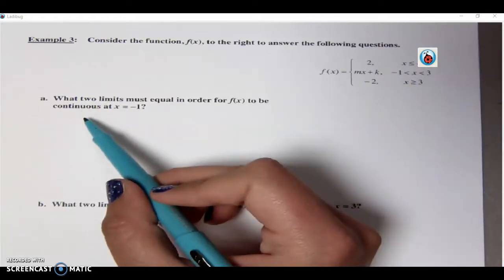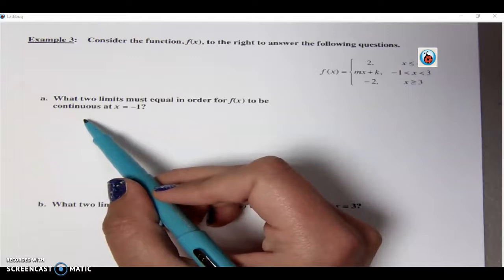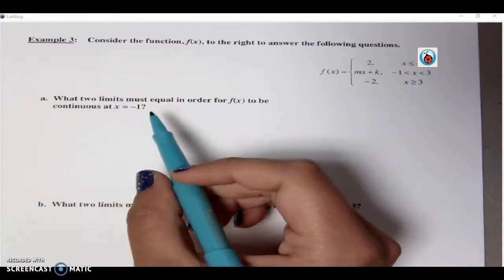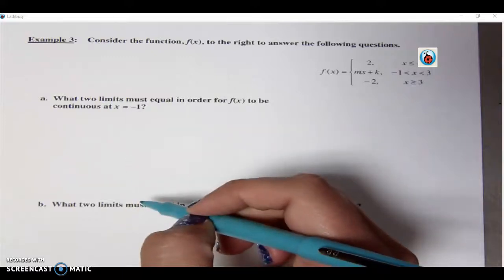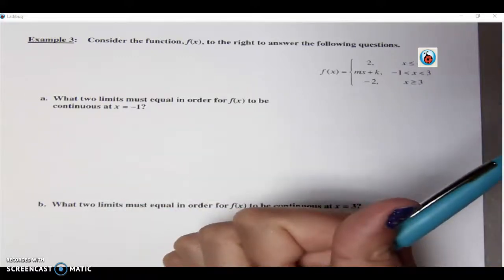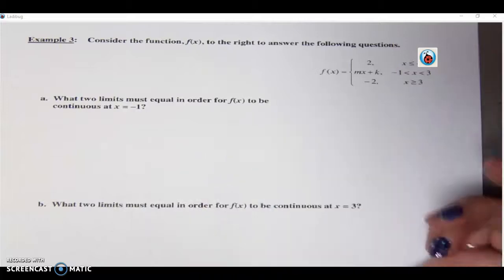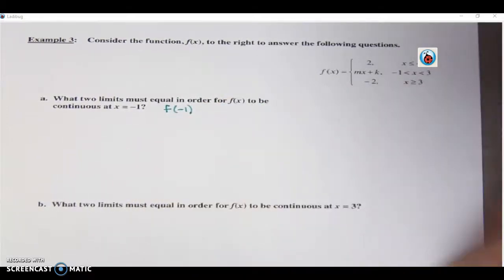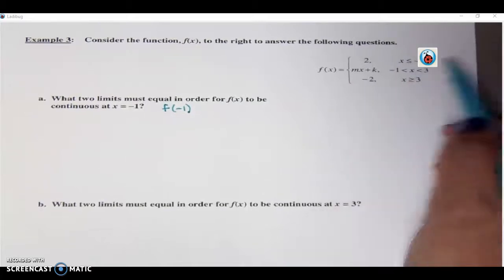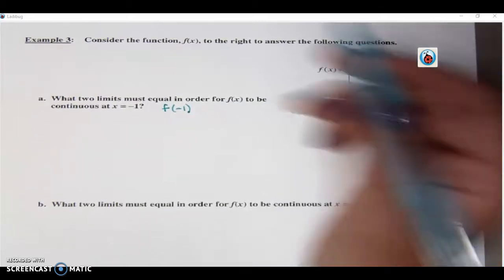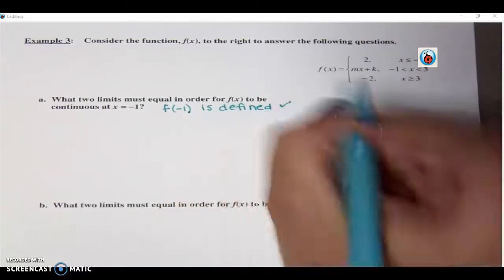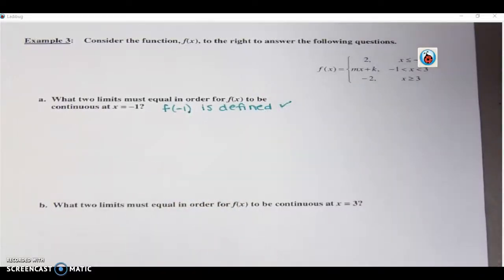So for part A, it says, what 2 limits must be equal in order for f of x to be continuous at x equals negative 1. Okay, so if you're thinking about that 3-part definition, the first part says that it has to be defined at x equals negative 1. So even though it didn't ask about that, I'm going to go ahead and make sure I write it. So f of negative 1, is that defined? Well, I don't really care what it is, but it says, is it defined? So because it has that equal to, that means it has to be defined. So it is defined. So just keep that in mind, that we have to make sure that works in order to do this. Okay, but the question really says what 2 limits must be equal.